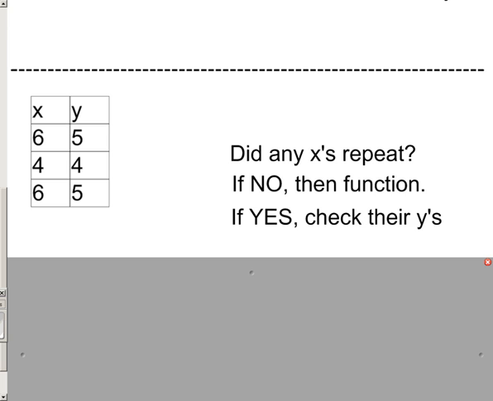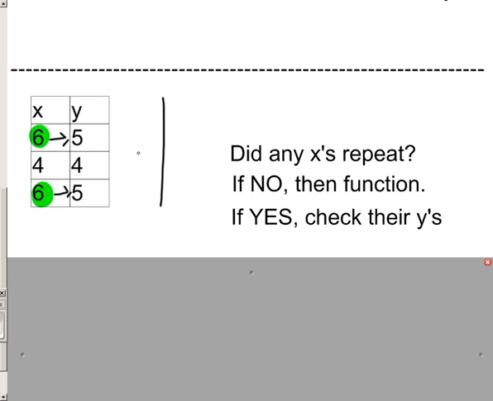Let's go down and take a look at this table. Did any of my x's repeat? Well, this x repeated and this x repeated. What did this x give me? It gave me 6, 5, and this gave me the same thing. And functions are supposed to be where your input always gets you the same output. So if I put the 6 in, it gave me a 5. If I put the 6 in again, it's supposed to give me a 5.